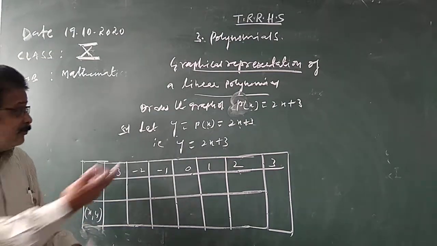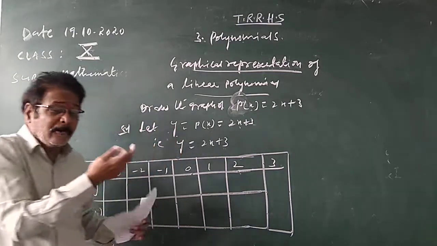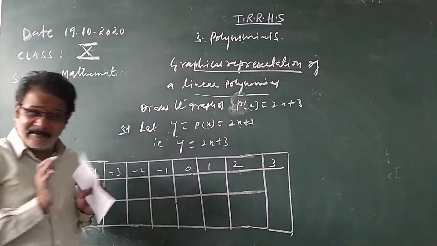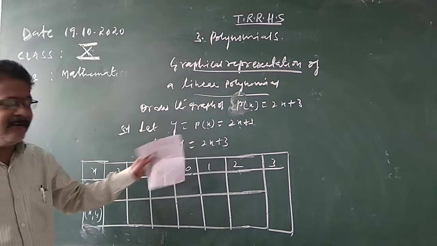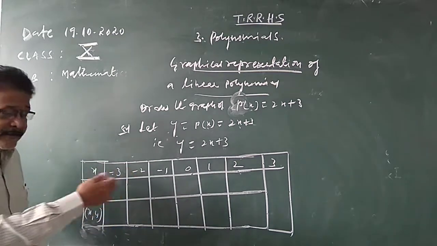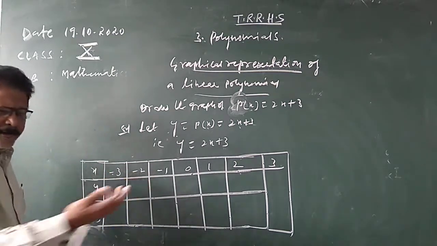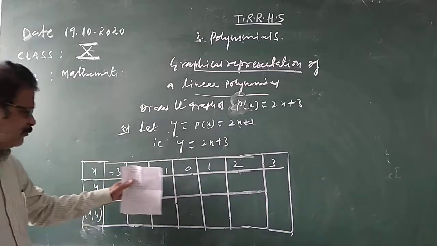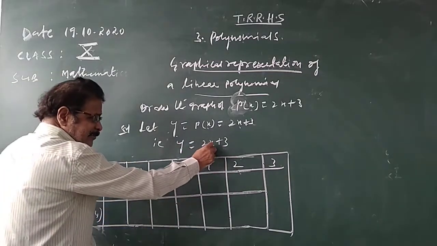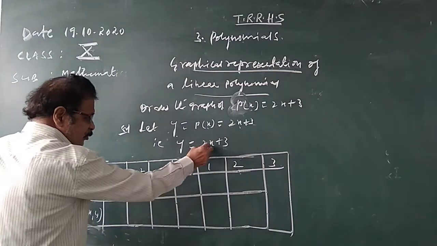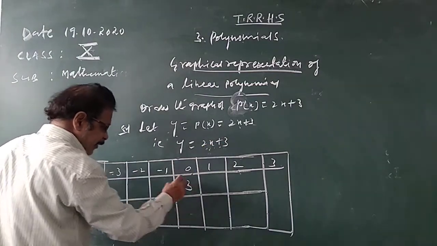Unless you know the x, you cannot calculate the y. So the given polynomial, we assume that y is equal to 2x plus 3. If you substitute x values, you will get the y values. So how to take the x values? Take integers 0, 1, 2, 3, minus 1, minus 2, minus 3: 3 positive values, 3 negative values. Substitute x is equal to 0 here. 2 into 0 is 0, 0 plus 3.